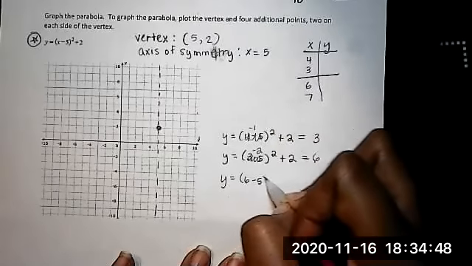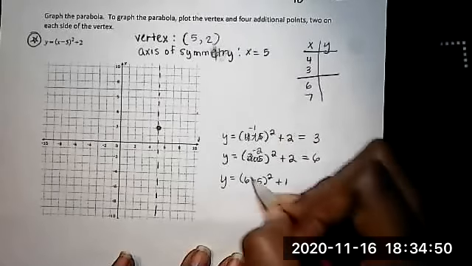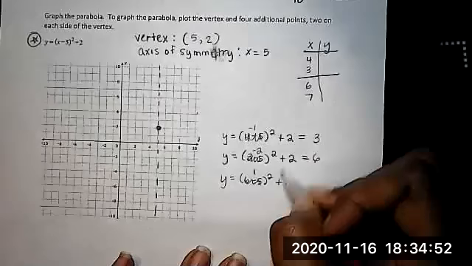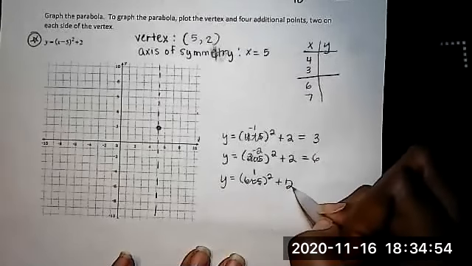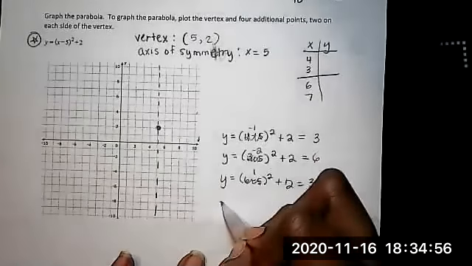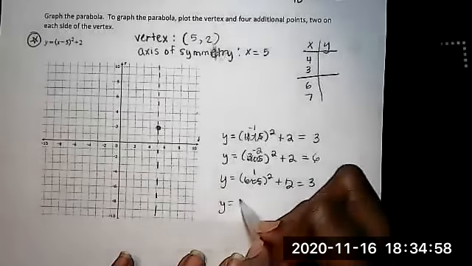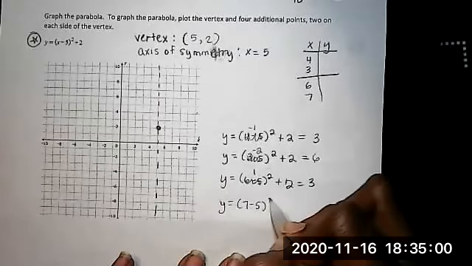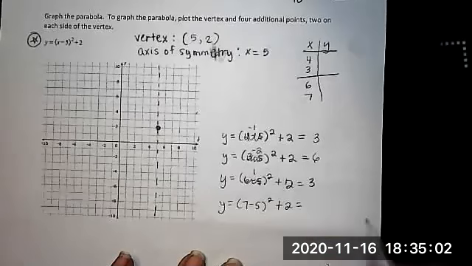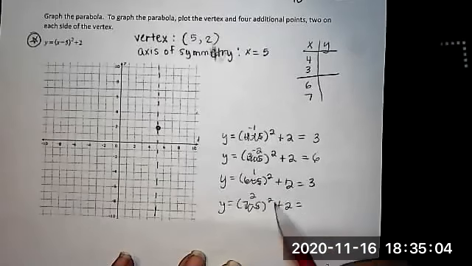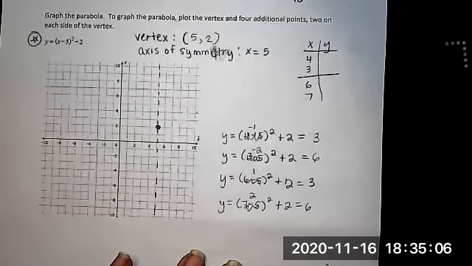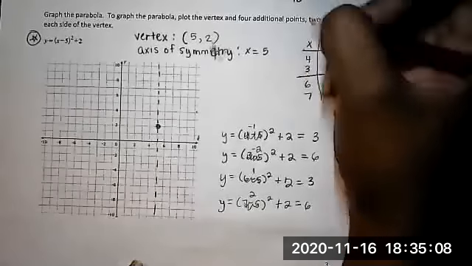6 minus 5 squared plus 1. This becomes what? 1 squared is 1 plus 2, sorry, is 3. And then for this one, 7 minus 5 squared plus 2. Okay, 7 minus 5 is 2. 2 squared is 4. 4 plus 2 is 6. So I have all of my points.